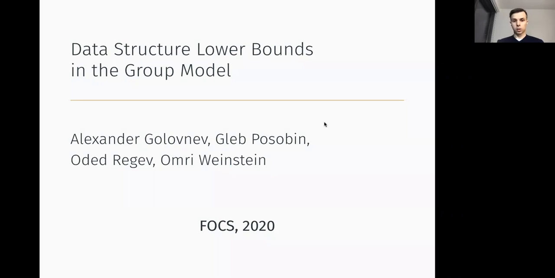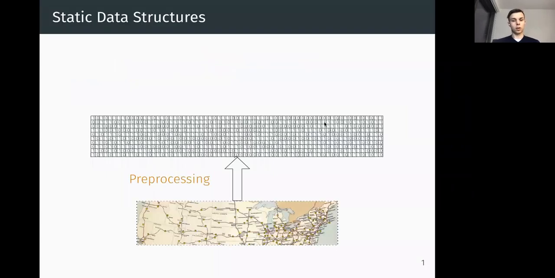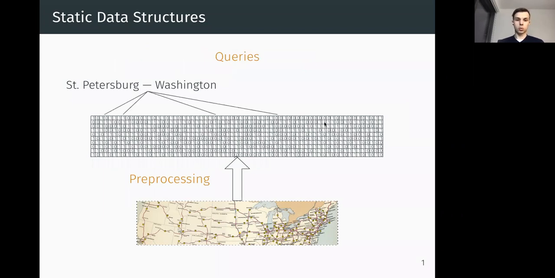First, an example of a static data structure problem. You're given a graph of United States roads between cities, and you're asked to process the roads in such a way that when you get a pair of cities, you're able to efficiently respond with the distance between them, the shortest distance between the two cities.